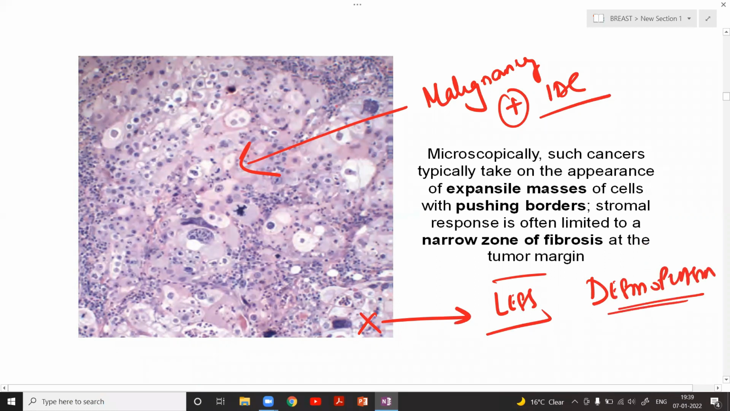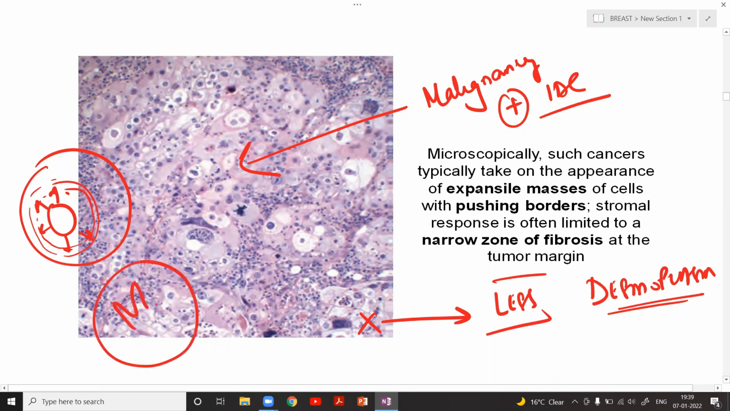So usually such tumors grow as a pushing margin. For example, if this is the breast, if this is the tumor, they try to grow in an expansile manner. So they increase in size like this, and they grow in an expansile manner instead of growing in an infiltrative manner. This is the infiltrative manner of growth. Okay, so this is not seen over here.